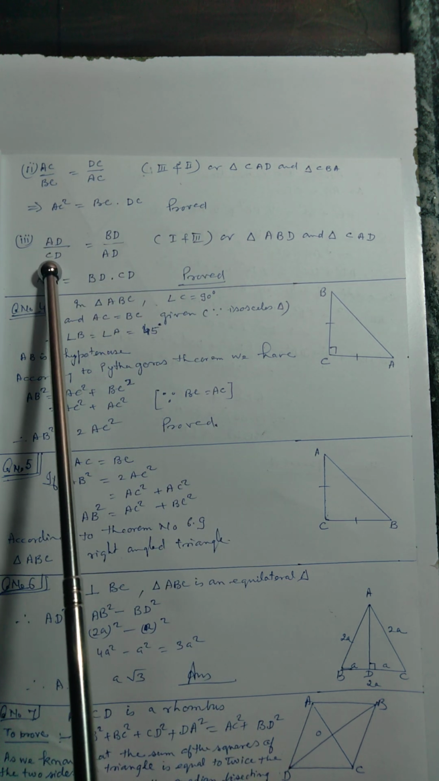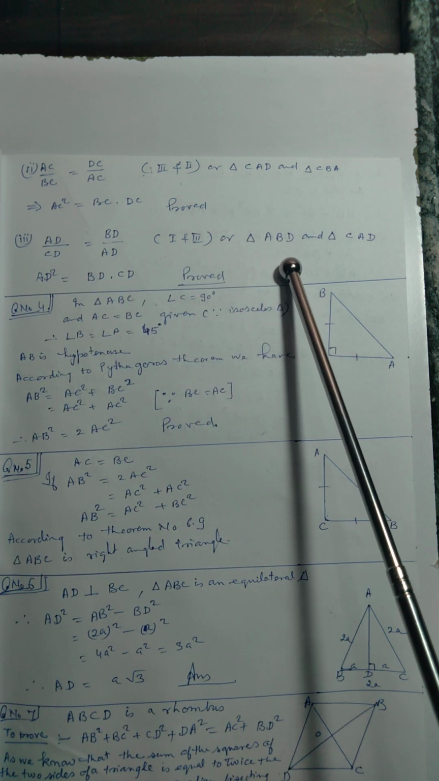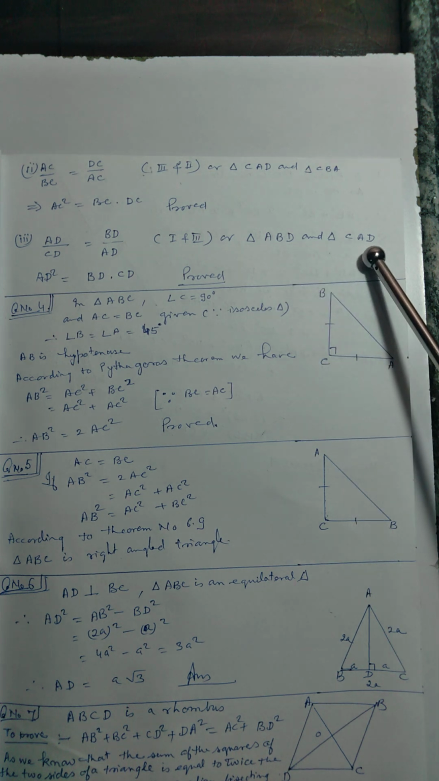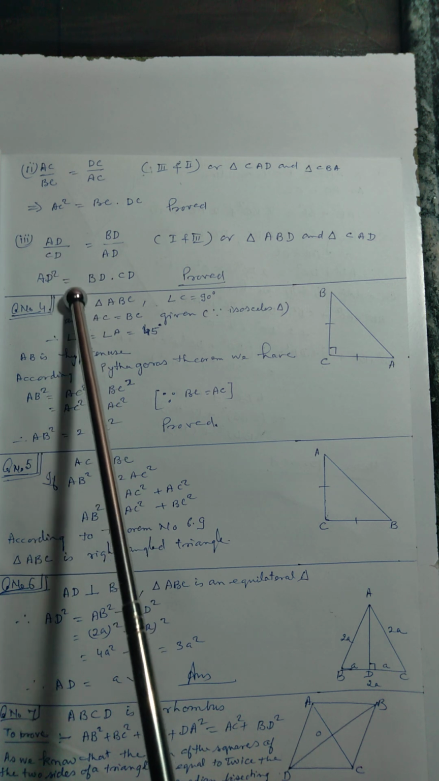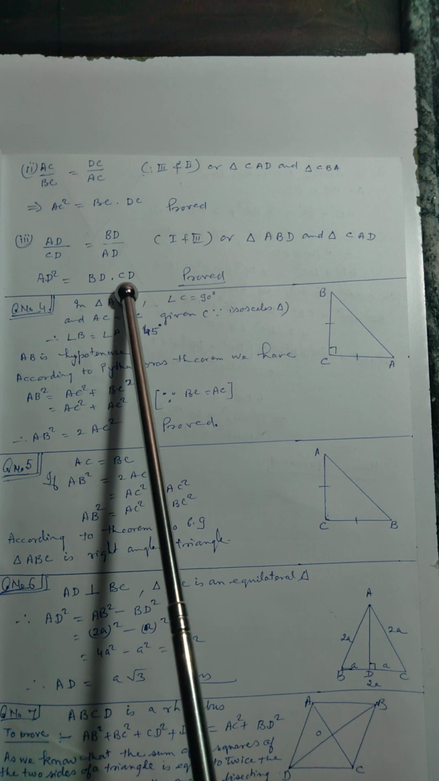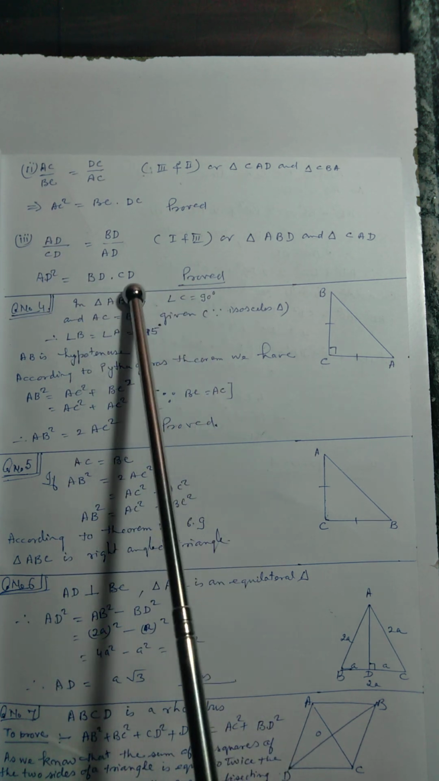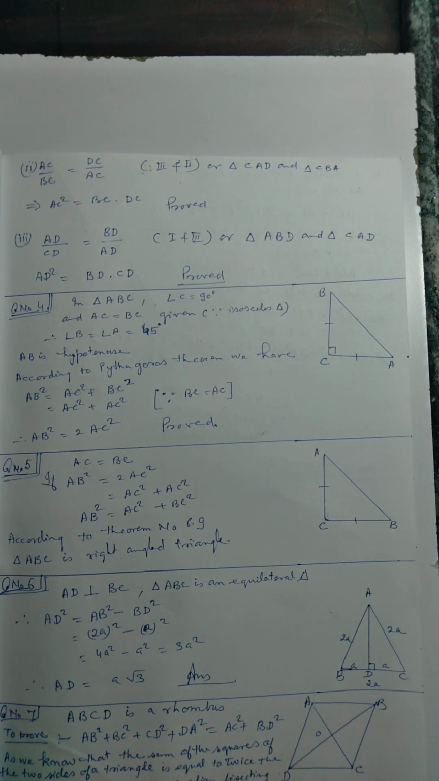Now the third part of it, again here I have taken the two triangles, that is ABD and CAD. Cross multiply it, you will get AD square equal to BD into CD, and it was to be proved, hence it is proved here. Now question number 4. ABC is an isosceles triangle right angled at C. Prove that AB square is equal to twice of AC square.